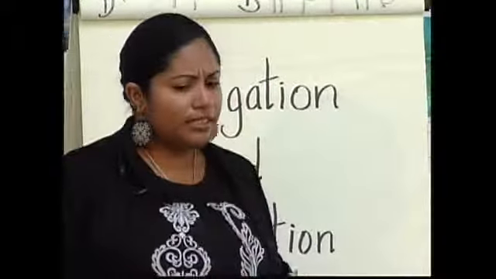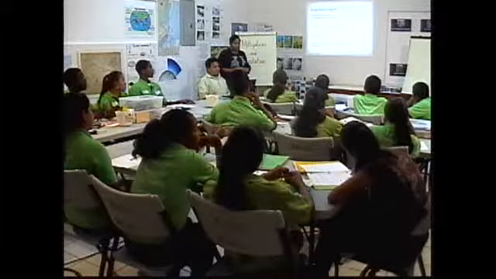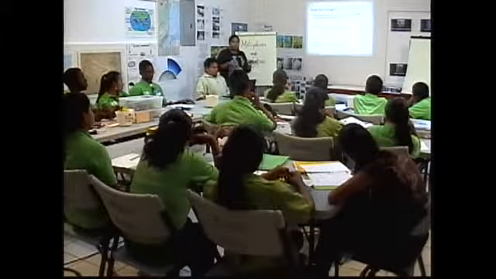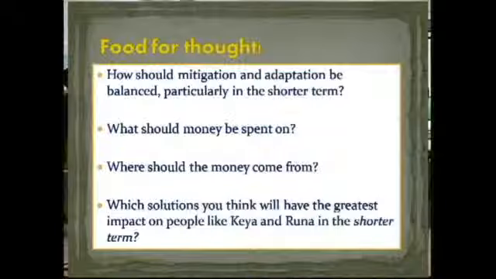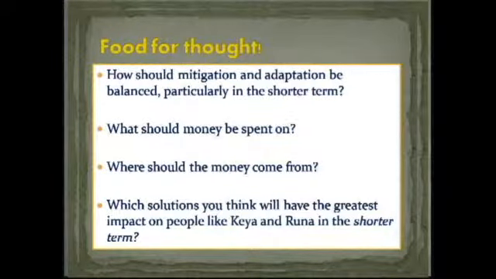Now we move on to food for thought then. What should be the balance between mitigation and adaptation? Is there a balance? Remember, these are two ways to address the climate change issue. What is the balance?